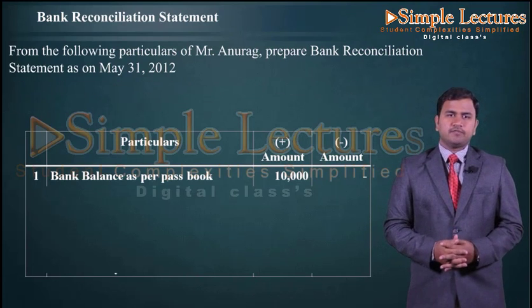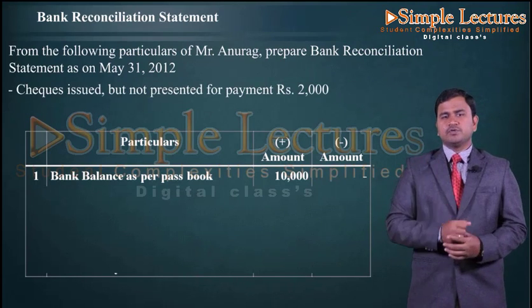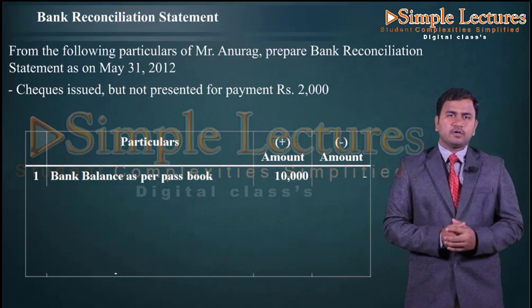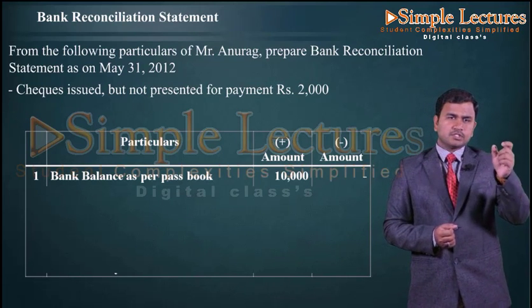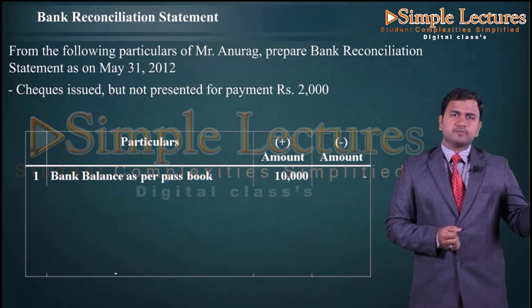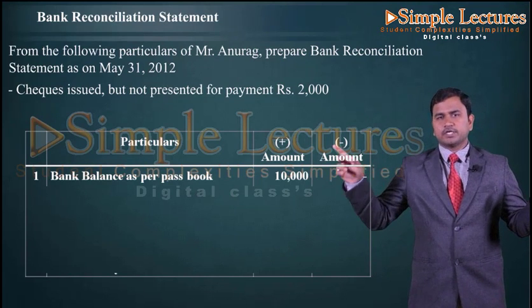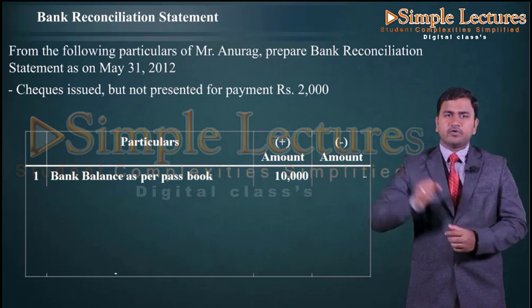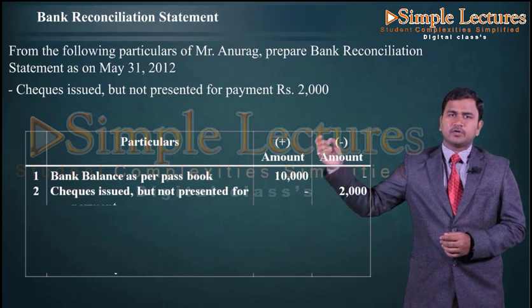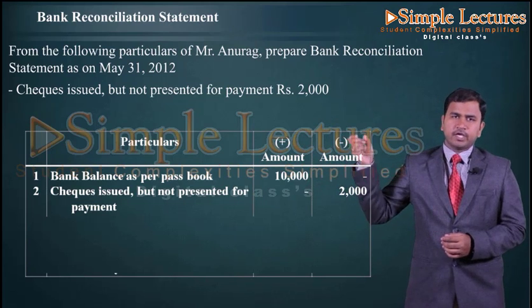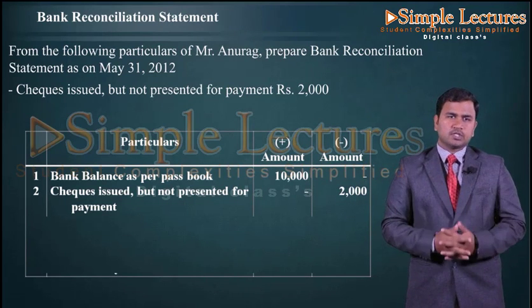So the second entry we have is check issued but not presented for payment. So check is already issued and that particular amount, which is 2000, has been deducted from the cash book but not deducted from the passbook. So that we are going to deduct now. So the serial number 2, check issued but not presented for payment in the negative amount column 2000.